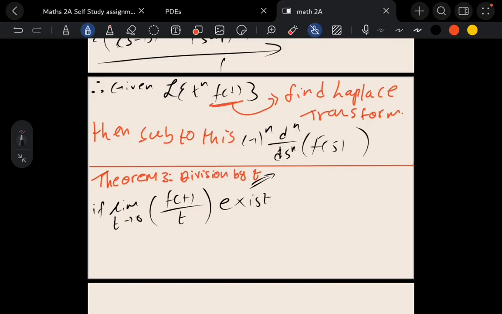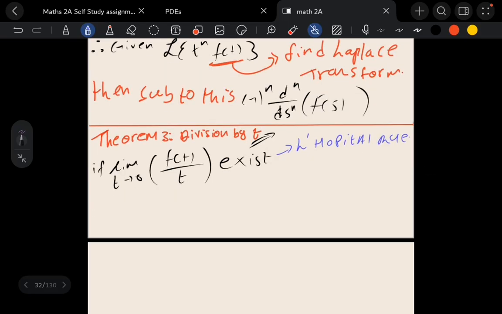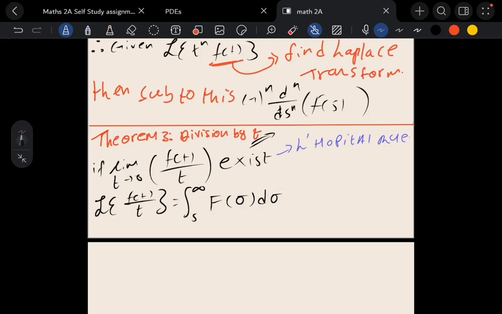Now we know that the limit will only exist for the L'Hopital's rule. For these problems, the limit will only exist for the L'Hopital's rule. So what we are going to say is that the Laplace transform of f of t divided by t is equal to an integral from s to infinity of f of sigma d sigma.